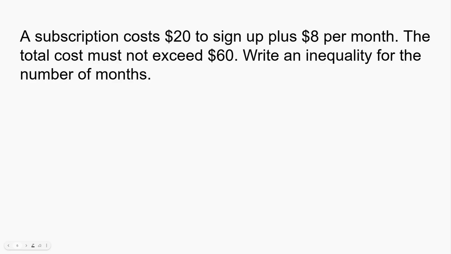For this question, we have a subscription that costs $20 to sign up, plus $8 per month. The total cost must not exceed $60. Write an inequality for the number of months. So first we have $20 here. This can be seen as a base cost because no matter how many months you sign up for, you still need to pay this $20. You also have this $8 per month that we need to keep track of.